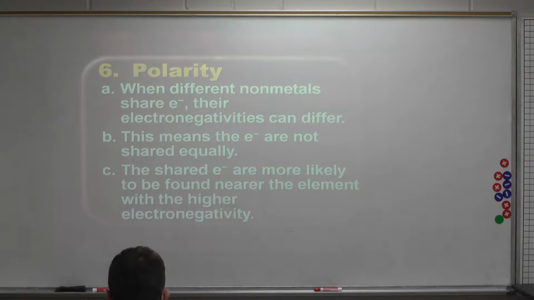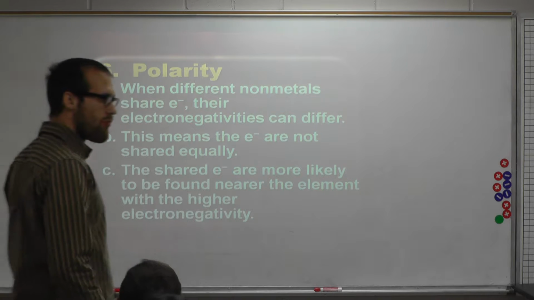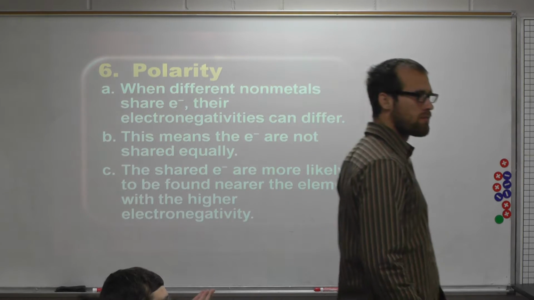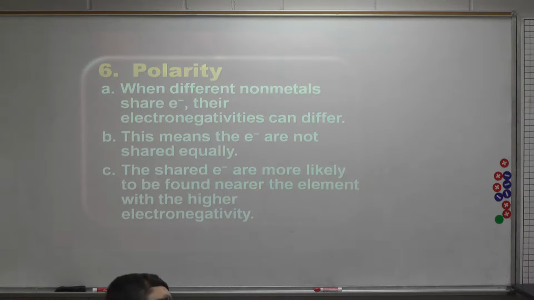Polarity. Here's how polarity is created. Do you guys remember what electronegativity is? Yeah. What is it? How strongly they attract. How much an atom pulls on electrons when bonded? Okay?